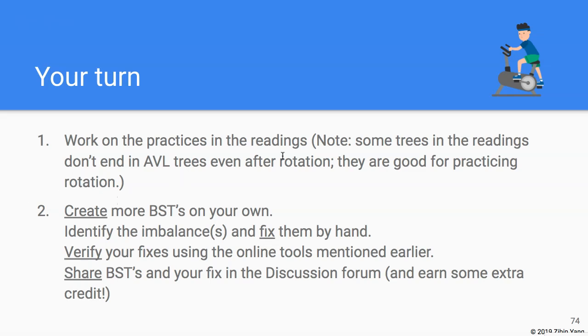The first thing is, in the readings, there are some problems that you can work on. Do note that some trees in the readings don't start as an AVL tree, and they don't end in an AVL tree even after you do the rotation that you were asked to do. However, they're good for practicing rotations. And the second thing is you can actually create more BSTs on your own, and that helps you to understand BSTs in general and AVL trees in particular.